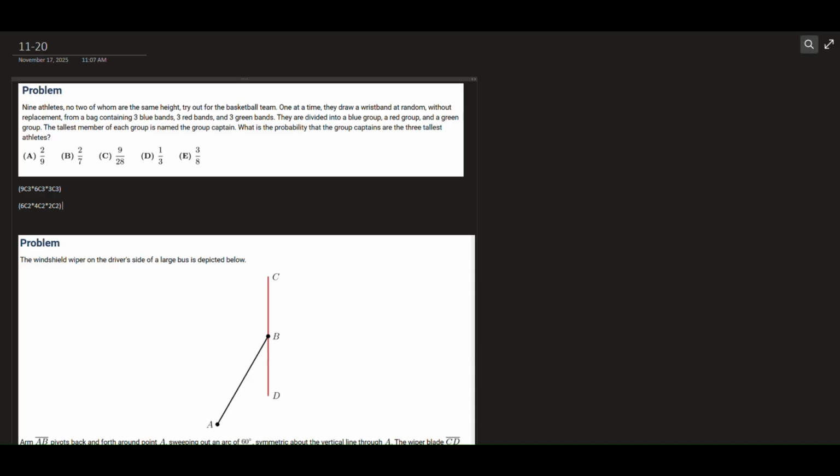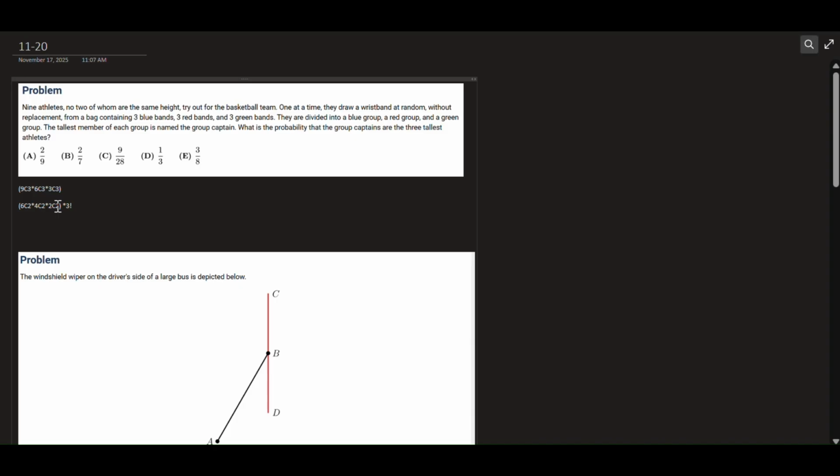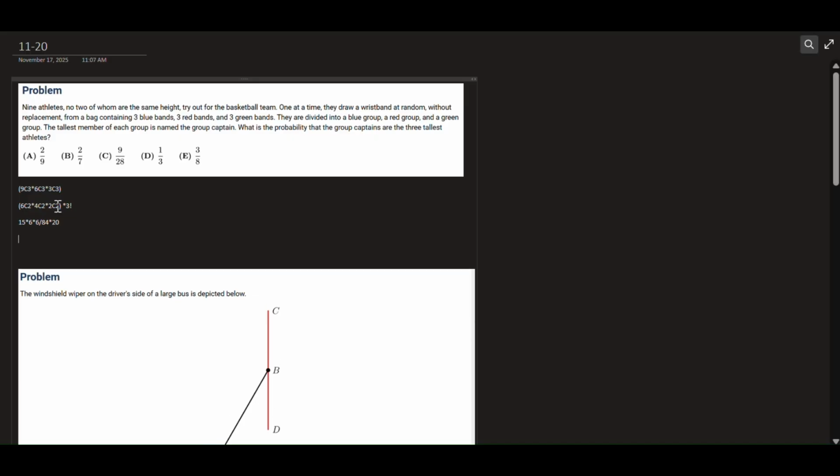However, it does matter what order they're in, as in if we have these different teams and then we assign the different first player, if we assign the 2 players to a different team, it'll be a different team in total. Then we have to multiply this by the number of permutations, so we multiply this by 3 factorial. And then this overall ends up becoming 15 times 6 over 84 times 20. And that ends up simplifying to 9 over 28, which is C.